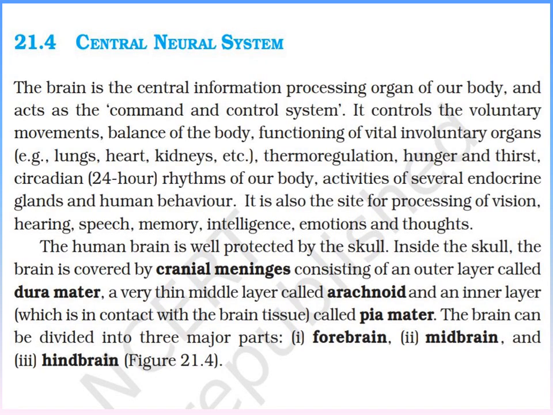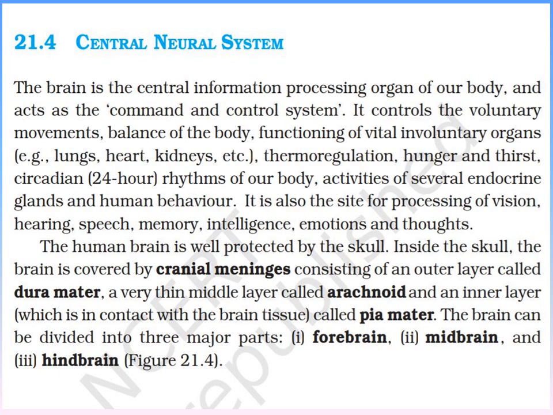Moving on to the basic organization of the human nervous system. The human nervous system consists of the brain and spinal cord and the peripheral nervous system, which we have already talked about. Moving to the central nervous system, it is the system which involves information processing, and the central unit of this information processing is the brain.